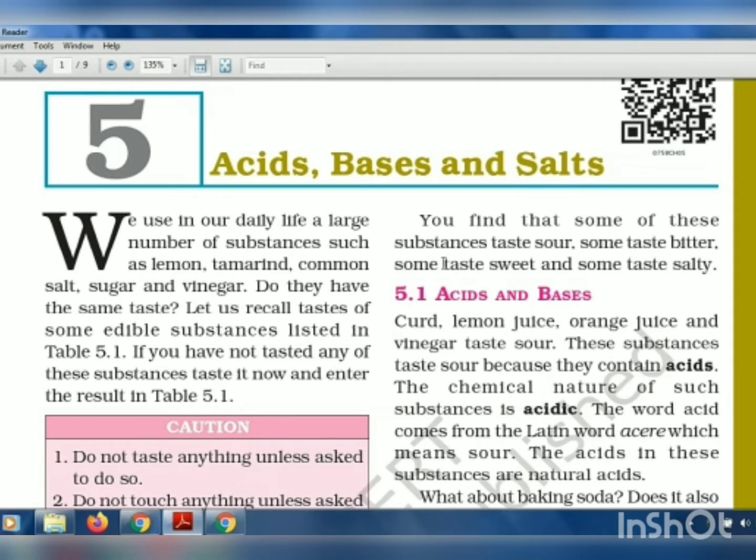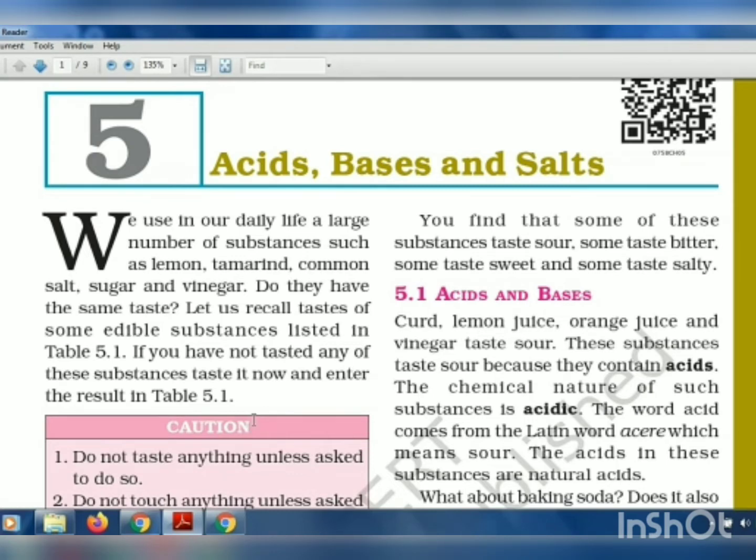We use in our daily life a large number of substances which sometimes taste sour, some are bitter, some are salty, some are sweet, right? So many substances or materials we come across in our daily life which taste different. In the previous chapter also we discussed that at different places of our tongue different taste buds are there.